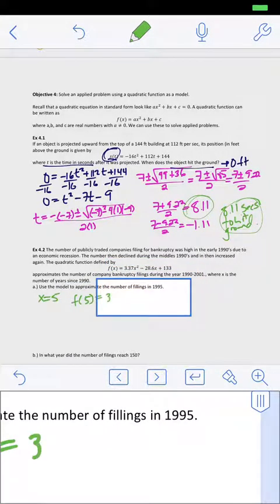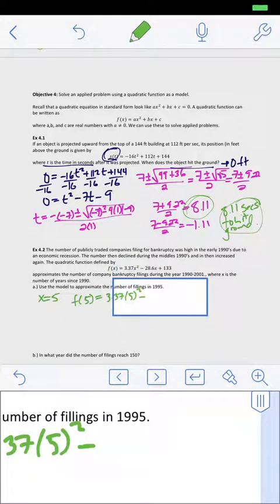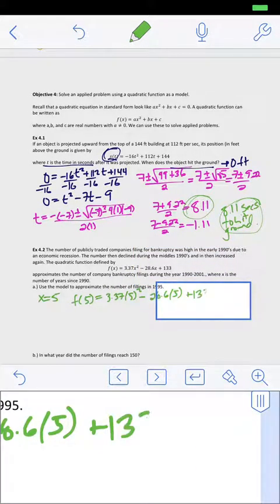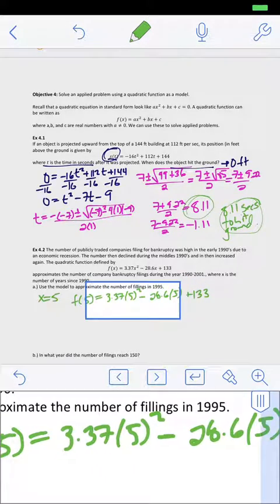I have 3.37 times 5 squared minus 28.6 times 5, because we're substituting in 5, plus 133. We can simplify this down.